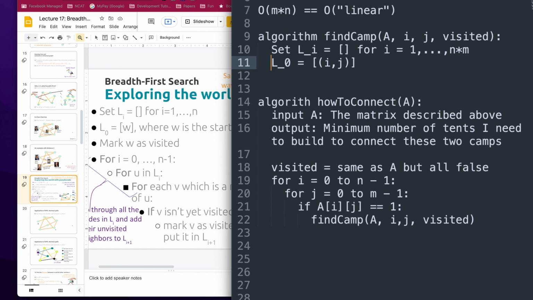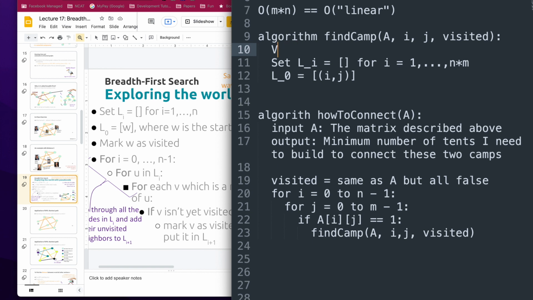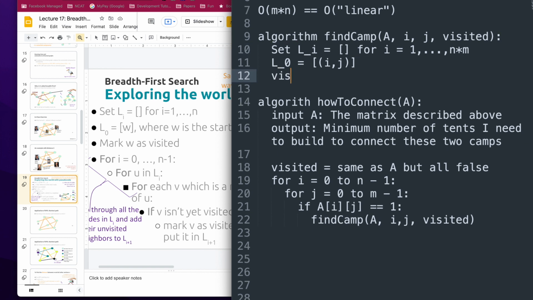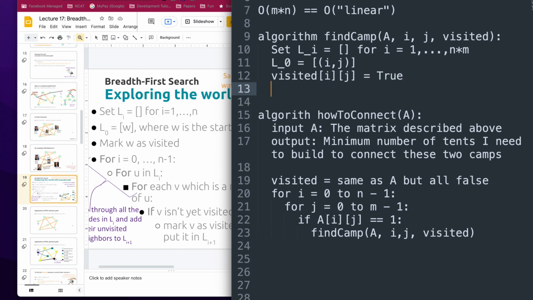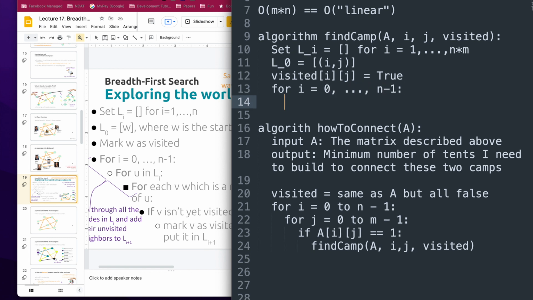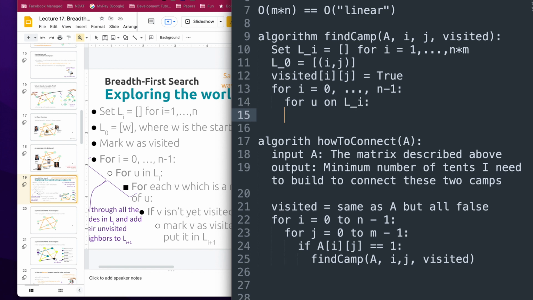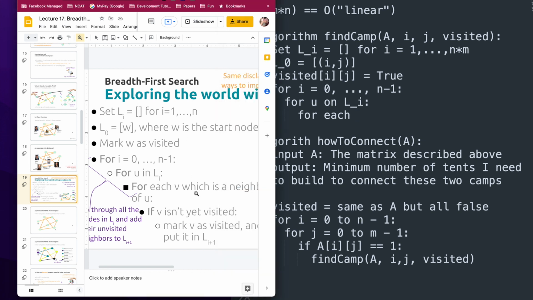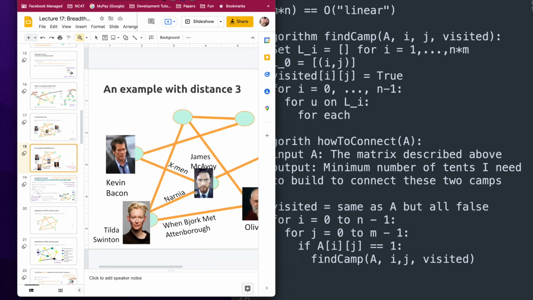Then we're going to keep a visited array that we have here. So we're going to say, okay, well, I visited ij. Let's set that to visited. And then for I equals 0 to n minus 1, for u in Li, and for each, right, so here are the differences, for each v, which is a neighbor. So now we're looking at the neighbor.